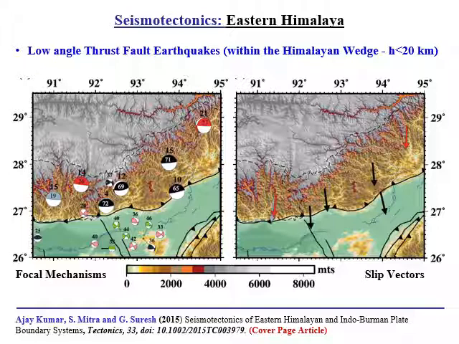So from the focal mechanisms, we can see that all the shallow earthquakes which are within 20 kilometers depth, which happen within the Himalayan wedge, are low angle thrust fault earthquakes. And from the slip vectors, we can clearly see that there is convergence between India and the Himalayas. Or in other words, if you have an India fixed frame, the Himalayas are actually overriding the Indian plate.